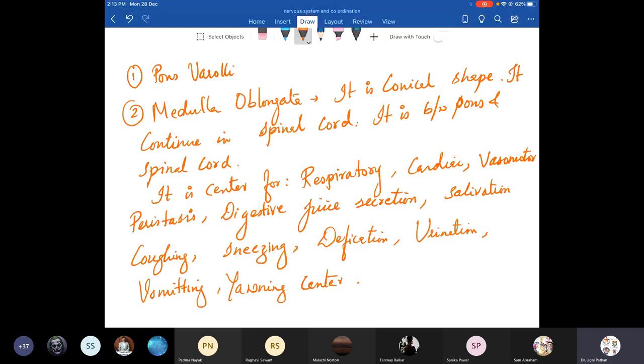So whenever they say a person died because he got hit on the head, the reason is he got hit on the medulla oblongata, the back side of the brain. That's why you always need to protect your head when you fall. The medulla oblongata should not get damaged. If it gets damaged, the respiratory and cardiac centers stop working, and so do the vasomotor, peristalsis, digestive juice secretion, salivation, coughing, sneezing, defecation, urination, vomiting, and yawning centers. All these centers are present in the medulla oblongata. Please write down.